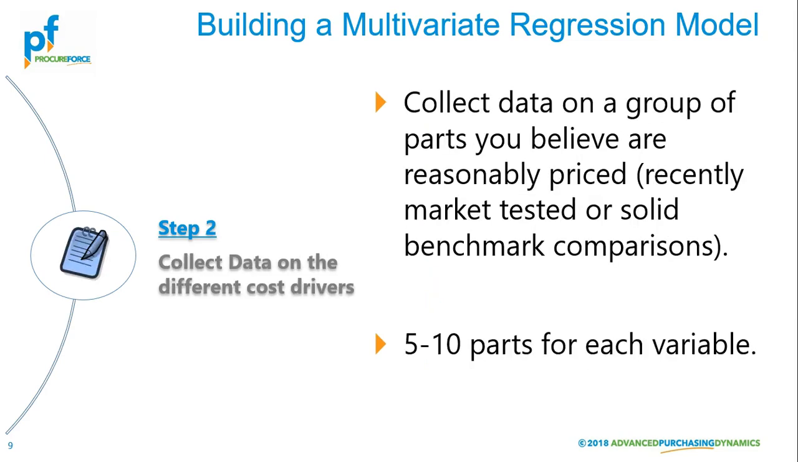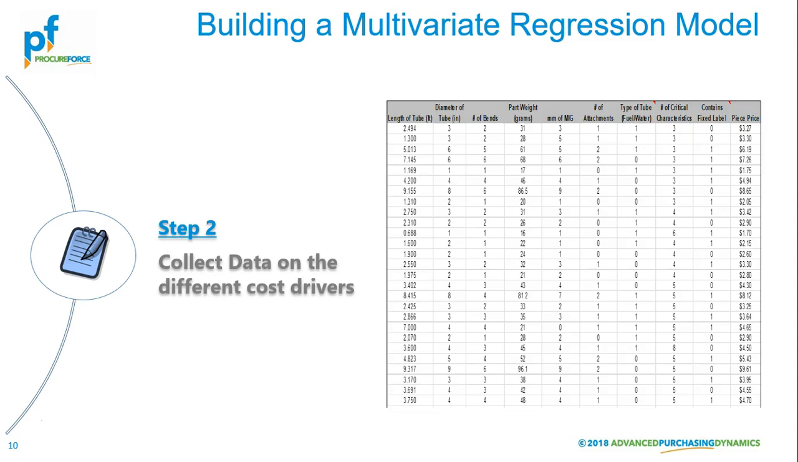You want to collect data on a number of parts that are priced. How many parts? Well, you want to have 5 to 10 parts for each variable selected. So if you selected 10 variables that you want to run a regression on, you want to have between 50 and 100 priced parts to be able to run multivariate regression. You want to create a data table like this that shows the different attributes that you want to evaluate and what the current piece price is.